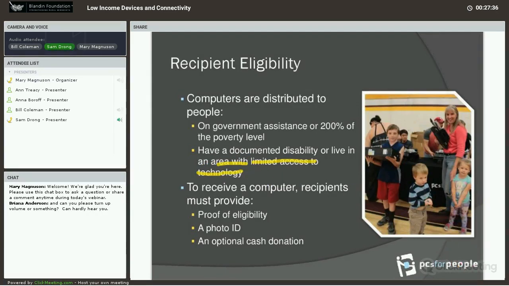A lot of times if a school, for example, has a free or reduced lunch rate greater than 75%, we just adopt the entire school and we don't make everybody provide proof. We just say everybody that goes to the school is in an area with limited access to technology. So that's how we do some of the things that we do.